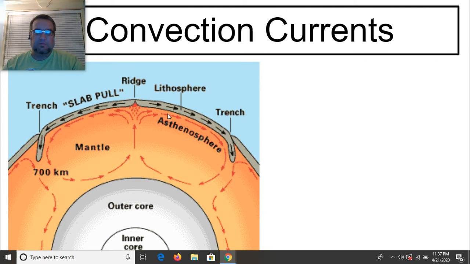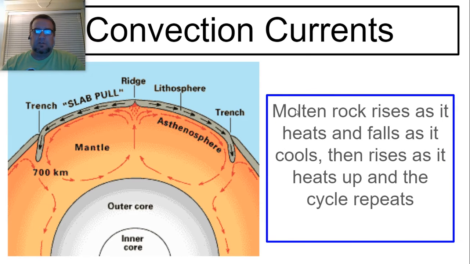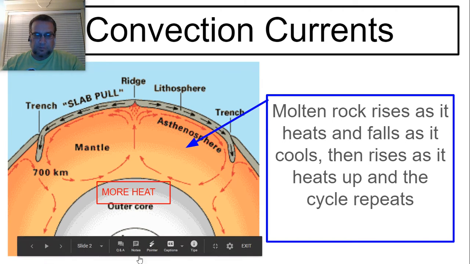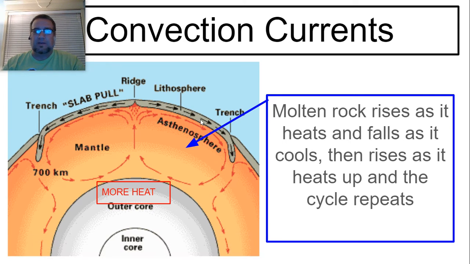Remember, the lithosphere is the rigid part of the Earth, and then we have this molten part here as well. So molten rock rises because it heats up, it takes up more space, and then it gets less dense, so it rises. And when it rises, it gets away from the heat source, which would be the inner core and outer core. And as it goes away from the heat source, it's going to cool down. When it cools down, it's going to sink back down.